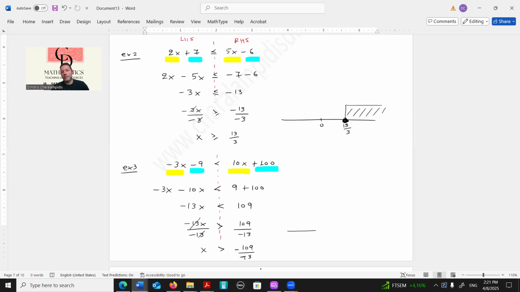-109/13. I will carefully draw a number line, 0 somewhere in the middle. Remember that it's not about the scaling, it's just a visualization. So -109/13 is certainly a negative number. So let's place it at the left of 0. We want the solutions to be greater than that. So they extend to the right. No equal is included, so I will not fully color that circle.